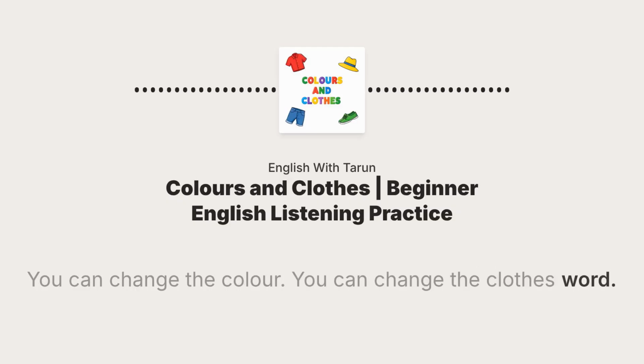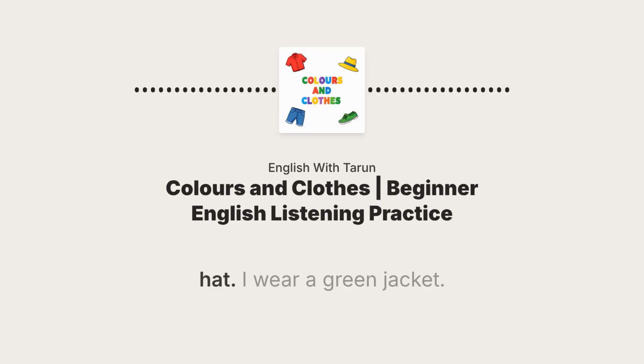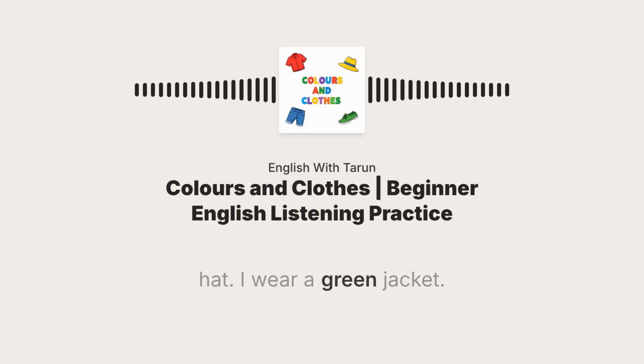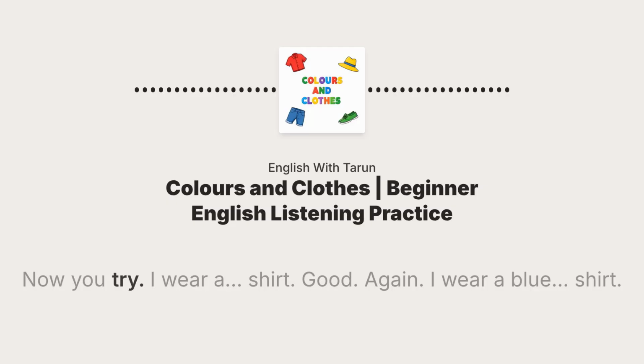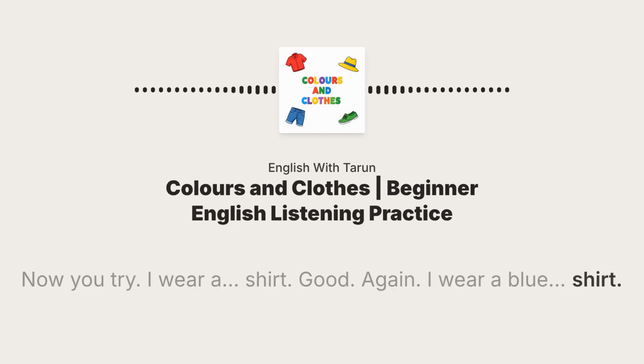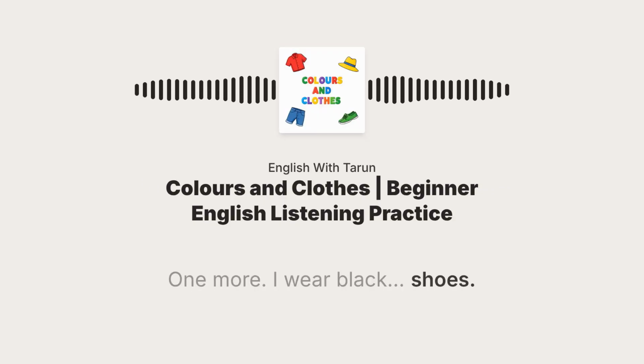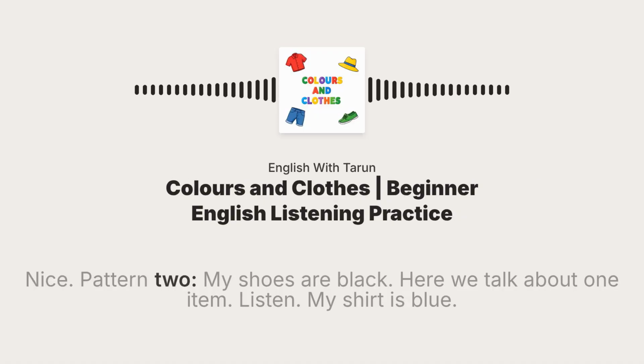Listen to these examples. I wear a red shirt. I wear black pants. I wear a white hat. I wear a green jacket. Now you try. I wear a shirt. Good. Again. I wear a blue shirt. One more. I wear black shoes. Nice. Pattern 2. My shoes are black.